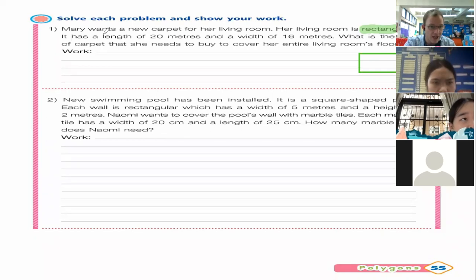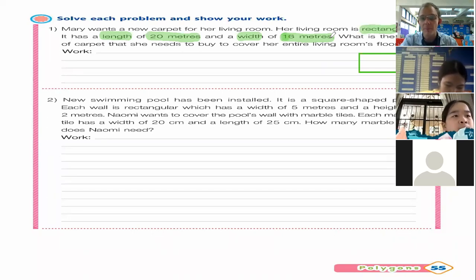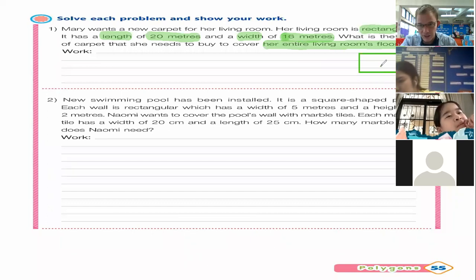Secondly, it has a length of 20 meters and a width of 16 meters. So there's all the information we need to calculate the area. Plus, it asks us what is the size of the carpet if you want to cover the entire living room floor. So then we enter our information here, 20 and 16.